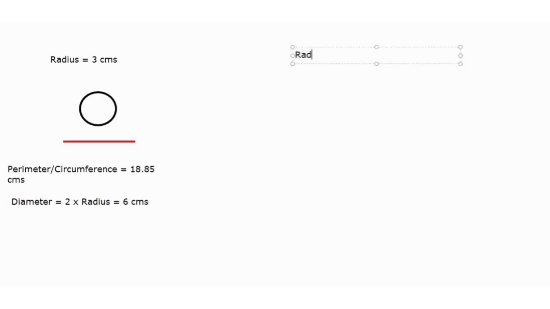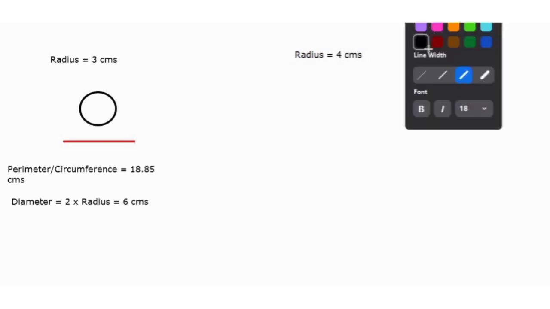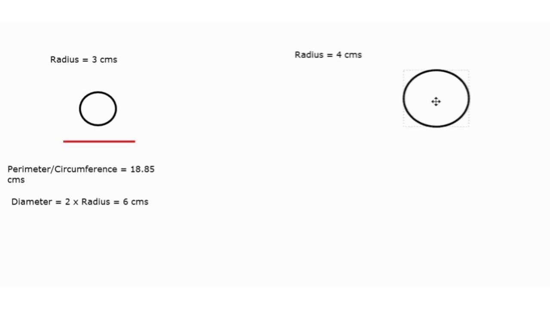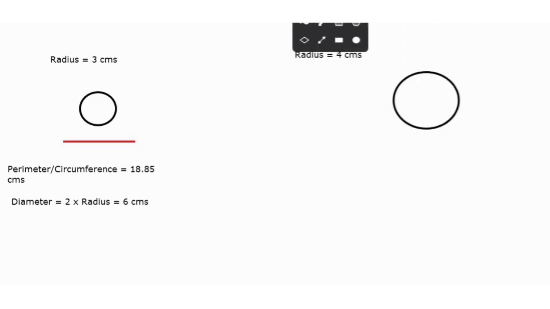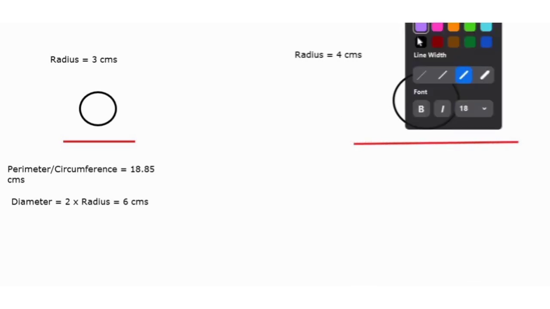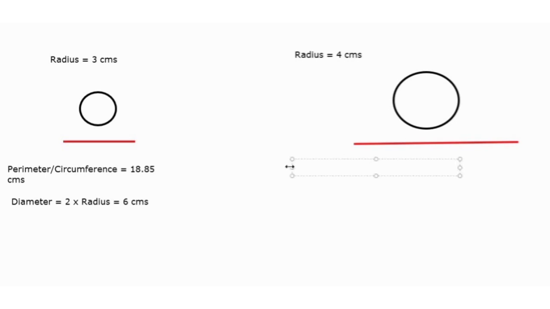Now let's consider another circle with radius 4 centimeters. So let's draw the circle. The circle will be slightly bigger than the first one. Again calculate the perimeter or circumference of this circle. So we will get the perimeter or the circumference of our second circle as 25.1 centimeters.